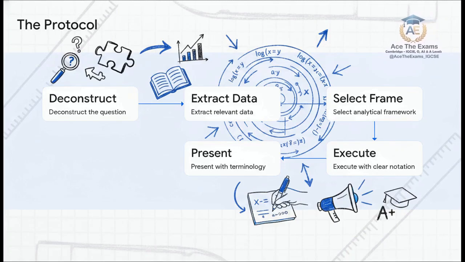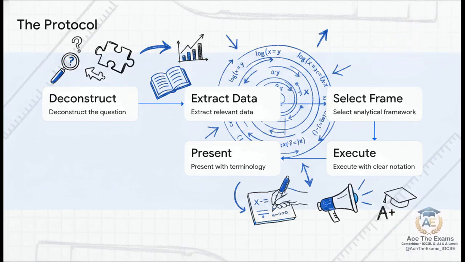Step 1. Deconstruct the question. What is the exact mathematical command word? Are they asking you to solve, show that, or evaluate? Step 2. Extract the relevant algebraic data from the texts or given models. Step 3. Select your framework. Are you using natural logs to solve for an unknown exponent, or are you exponentiating both sides to solve for x trapped inside a logarithm? Step 4. Execute with crystal clear algebraic notation. And Step 5. Present with correct terminology. Systematically following these 5 steps guarantees strict adherence to Cambridge conventions and locks in your marks.